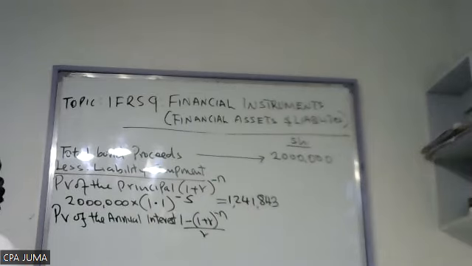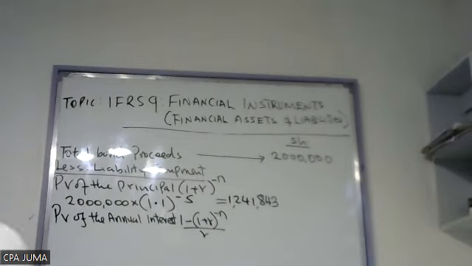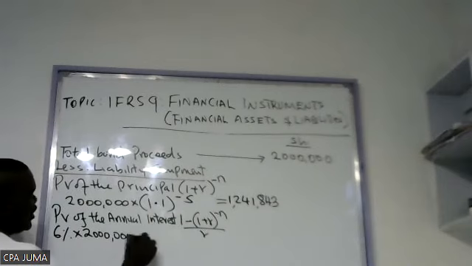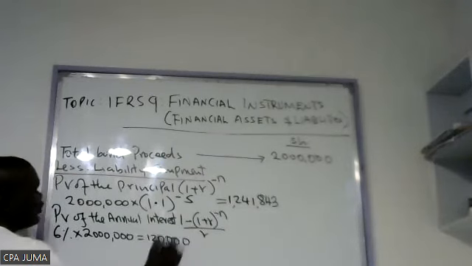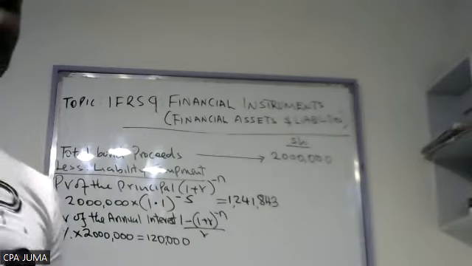So interest itself is 6%. Let's click there, then we go for prayers. So 6% times 2 million, that is 120, if I'm not wrong, 120 per year.